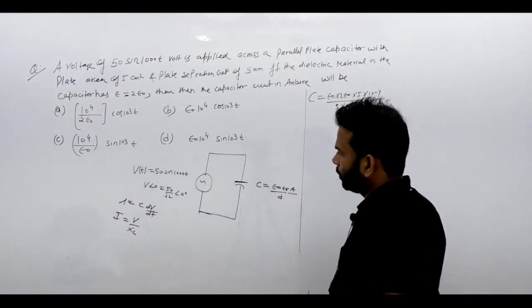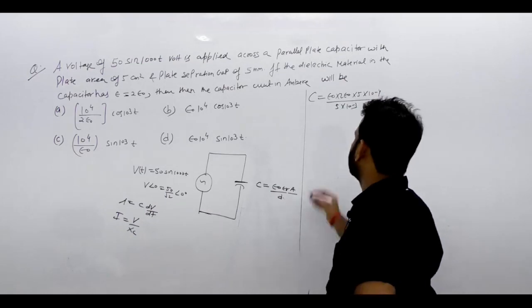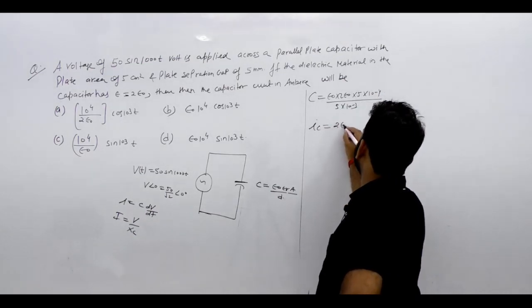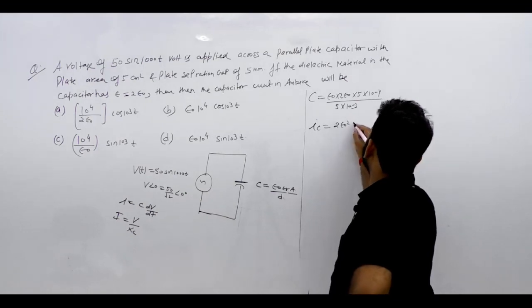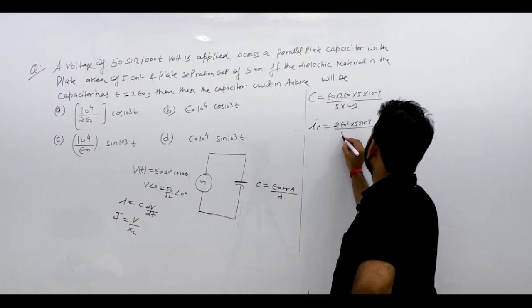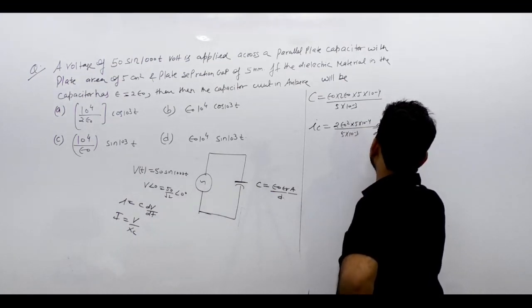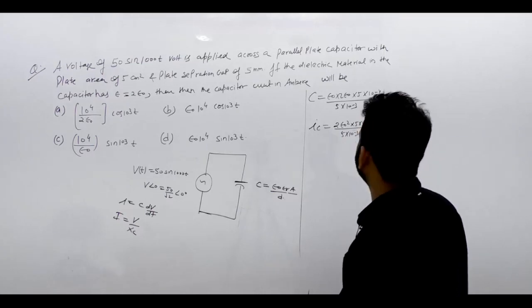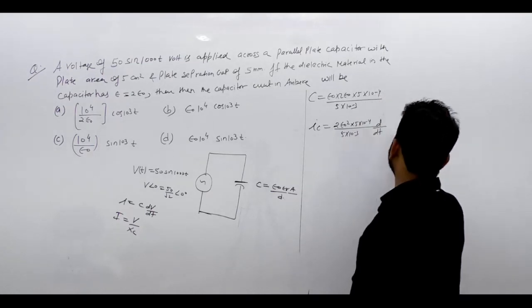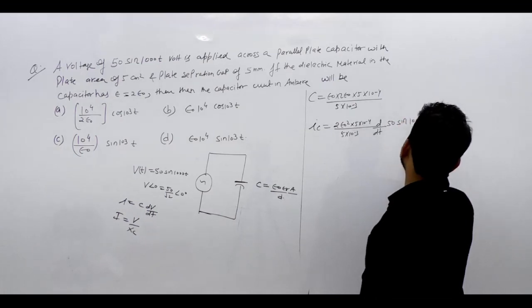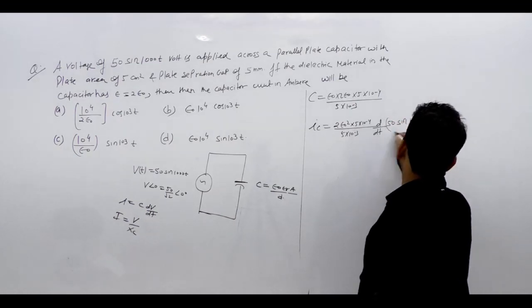Okay, now what is the voltage? So let's differentiate first. Then IC equals C. C is this, 2 epsilon naught square into 5 into 10 power -4 upon 5 into 10 power -3, and let's take the differentiation of sine. So we will take the differentiation of 50 sin 1000t. Okay, so this is the differentiation.